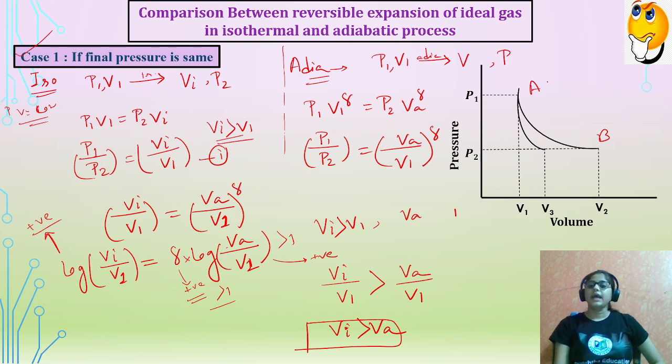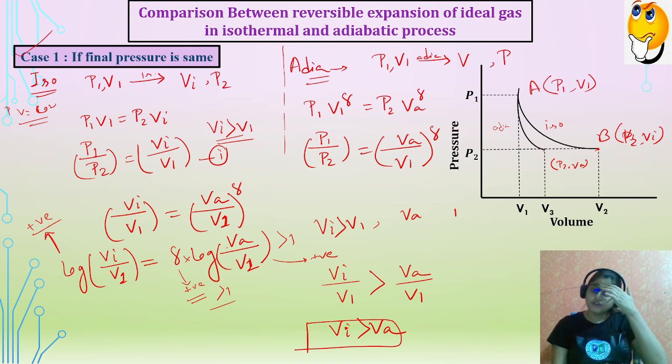So A and B, and A has, let's say, P1 and V1, and B has P2 and V2. This is for isothermal, and this slope is high, so for this reason it is adiabatic. This is iso. So here this was P2 and Vi, right? And for this one, it was P2 and Va and P1 V1.